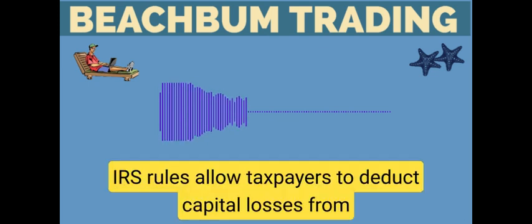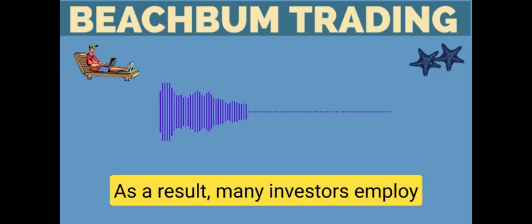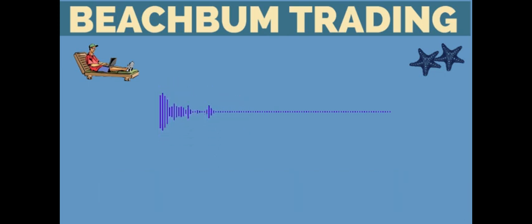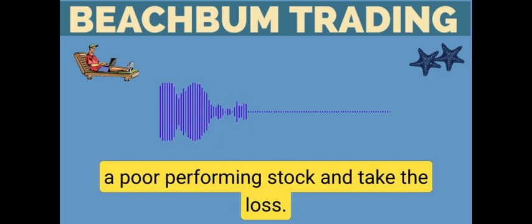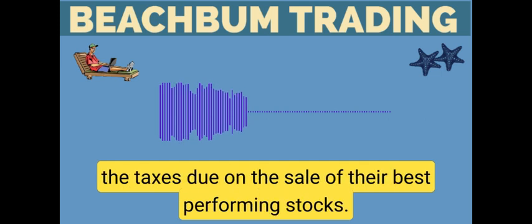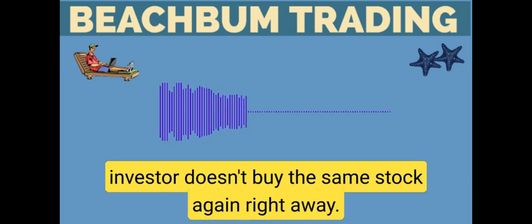IRS rules allow taxpayers to deduct capital losses from the amount of capital gains taxes they owe. As a result, many investors employ a strategy called tax loss harvesting. Towards the end of the year, they may sell a poor-performing stock and take the loss. They'll at least be able to use that loss to offset the taxes due on the sale of their best-performing stocks. That's fine with the IRS as long as that investor doesn't buy the same stock again right away.